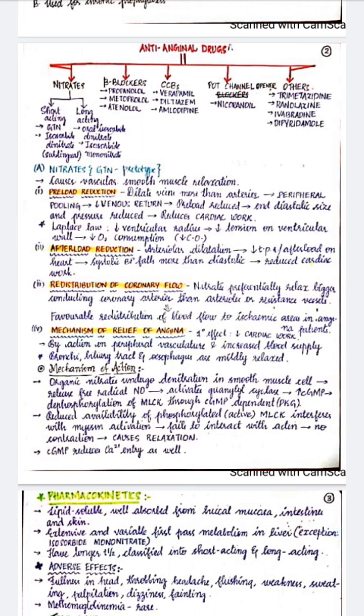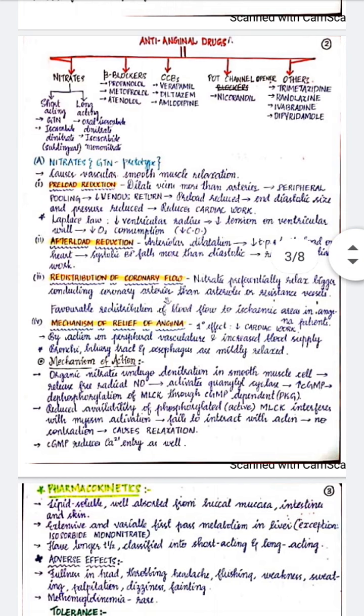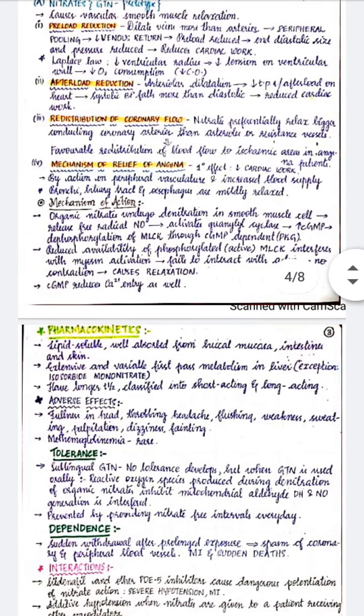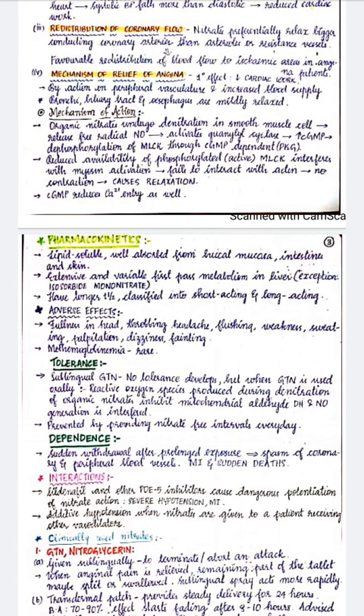Redistribution. The nitrates preferentially relax the big conducting coronary arteries than the resistance vessels. Hence there is favorable redistribution of blood flow to the ischemic region. Mechanism of relief. The primary effect is reducing the cardiac work. By action on peripheral vasculature and increased blood supply, the other smooth muscles, that is bronchi, biliary tract and esophagus, are also mildly relaxed. Now coming to the mechanism of action at the cellular level.